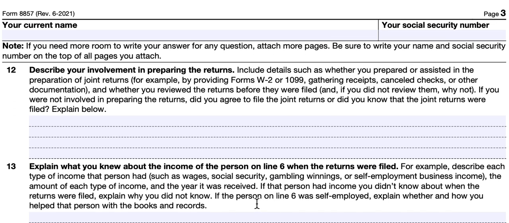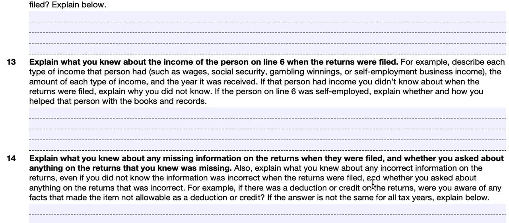In line 11 or line 13, you'll explain what you knew about the person's income. On line 6, when the tax returns were filed, did you know all the different sources of income? If that person had income that you didn't know about, explain why you did not know. If that person was self-employed, explain whether or not and how you help that person with their books and records.